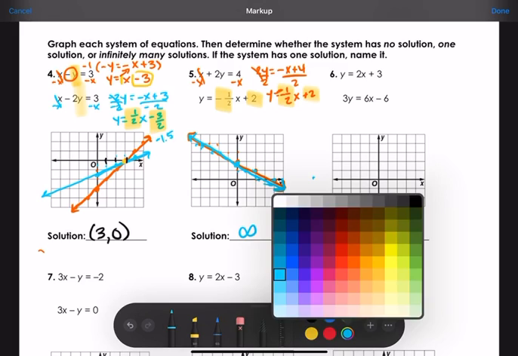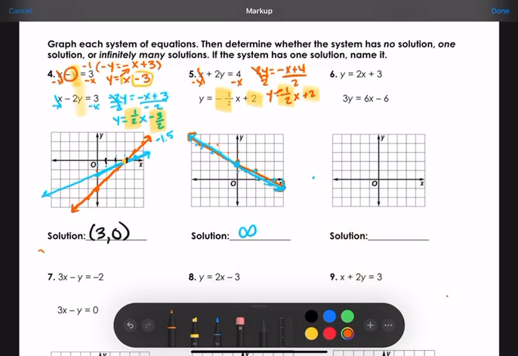All right, next one. This one's already in slope-intercept form, which is nice. So I've got my slope, my intercept. Intercept at 3. Slope of 2, it's going up 2 over 1, and then continue the pattern this way.